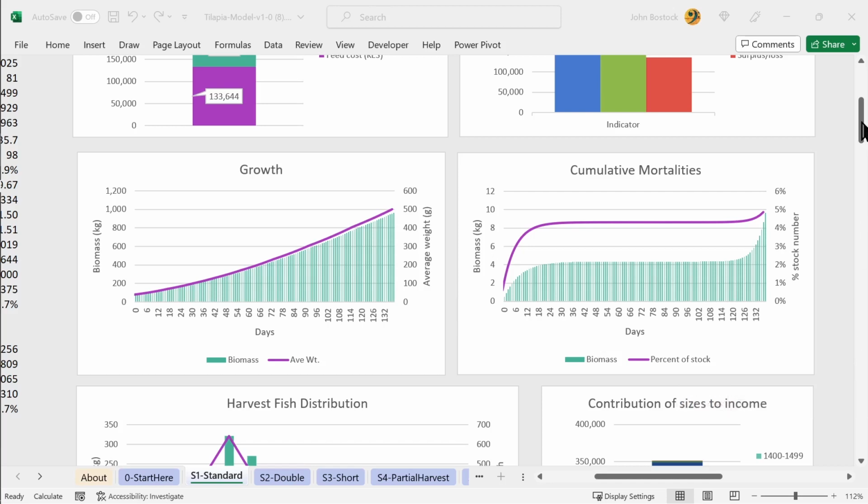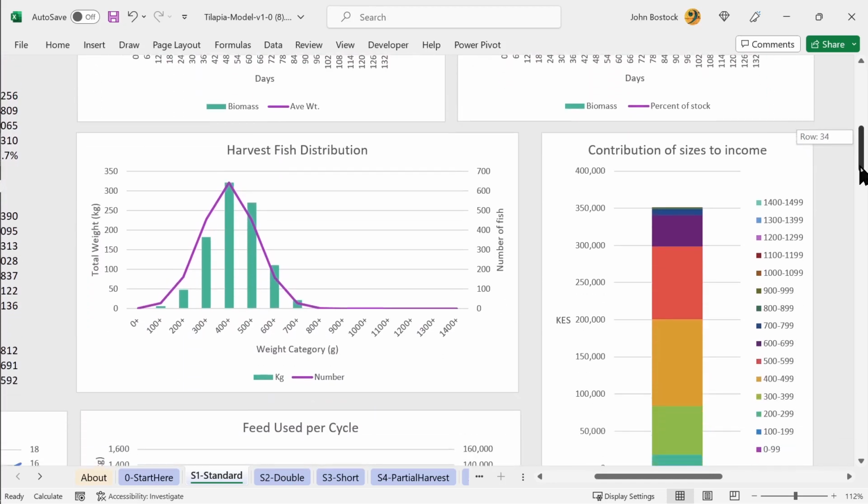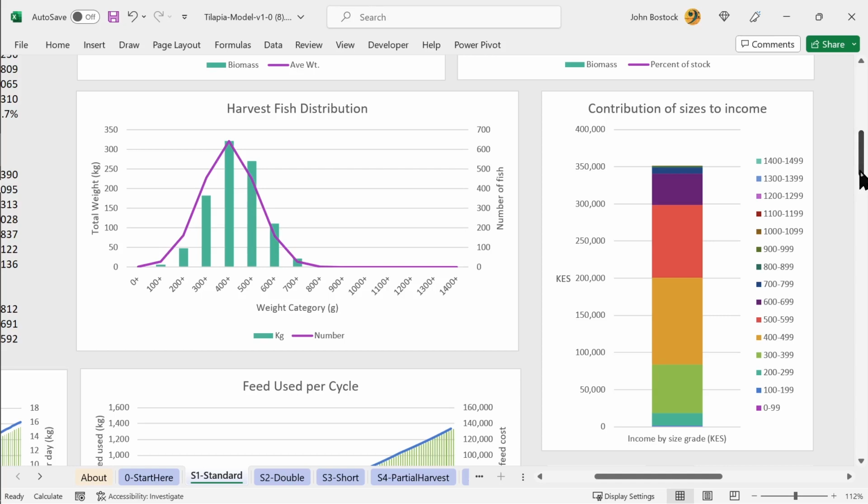One of the most critical variables is the price per kilogram that can be attained for different sizes of tilapia. In general, larger tilapia are more expensive per kilogram. The next chart shows the expected distribution of size grades within the harvest, based on a normal statistical distribution, and the corresponding contribution from the sales of each size grade to total income. The spread of sizes is adjusted in the model by altering the value of the coefficient of variation in the zero start here sheet, but we will cover that in more detail in another video.